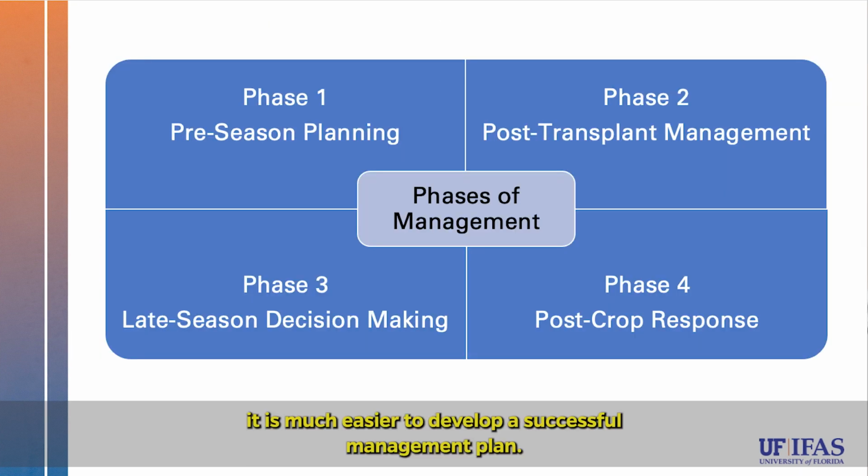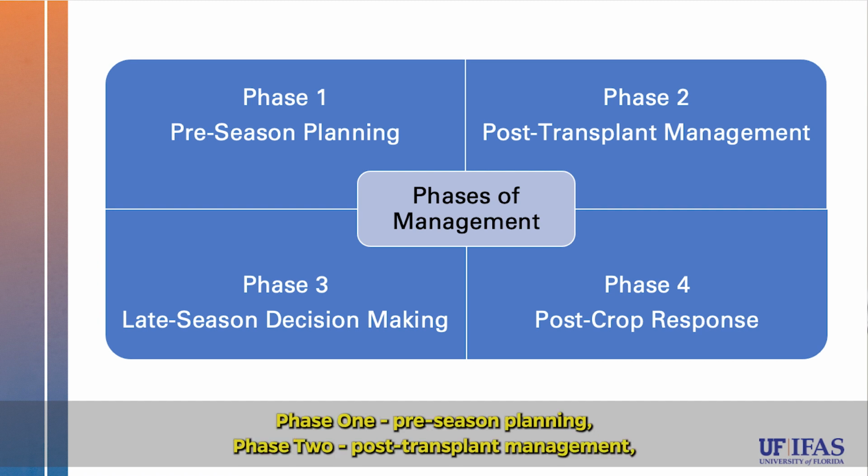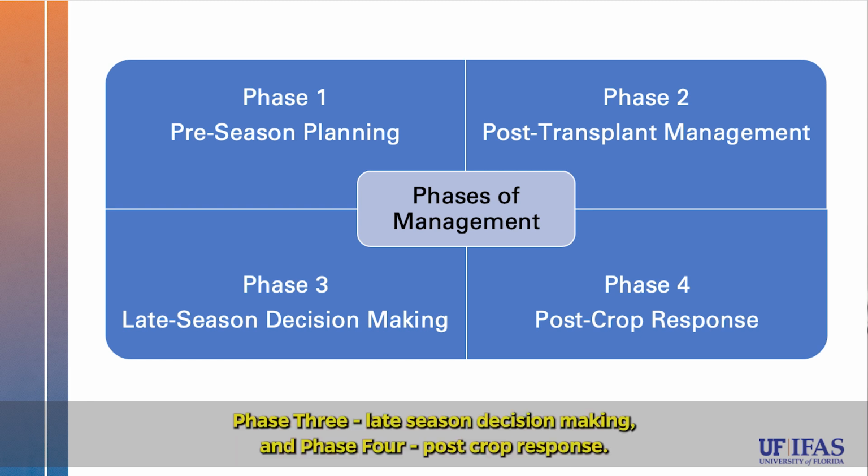management plan. For ease of planning, we broke down our management system into 4 phases. Phase 1, pre-season planning. Phase 2, post-transplant management. Phase 3, late season decision making. And Phase 4, post-crop response.